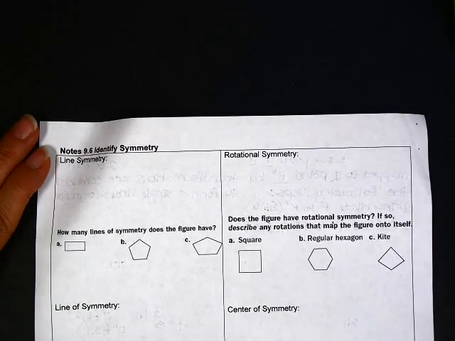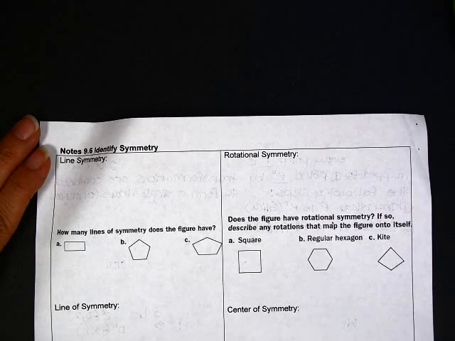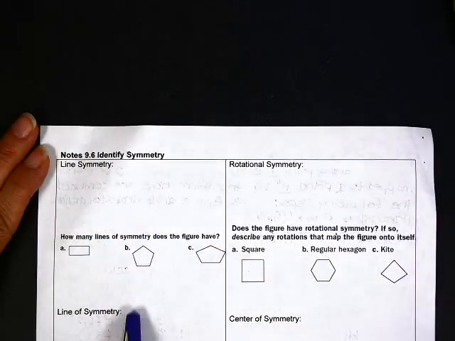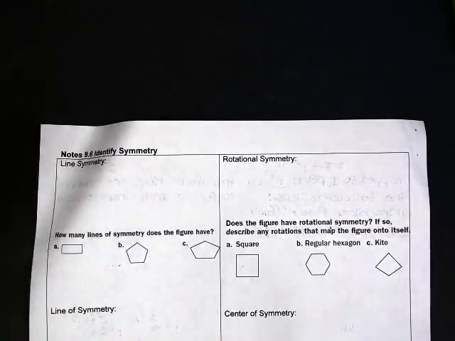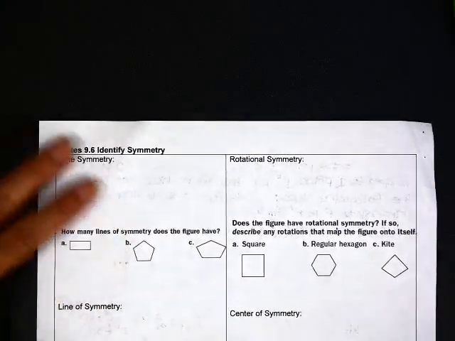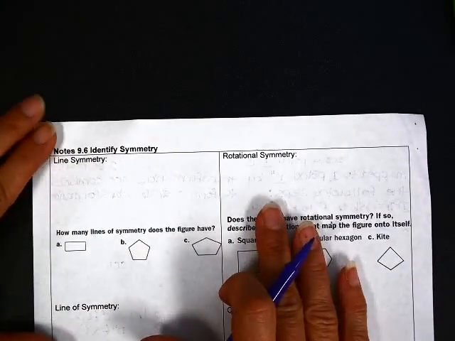Okay, lesson 9.6 is identifying symmetry. Now, you talked about symmetry in Algebra 1 when you had the axis of symmetry in a parabola. Basically, that was that line that went right through the center of the parabola, cutting it in half. Okay, well, symmetry basically means you can split something in half so that it's a reflection of itself, so that the two sides are a reflection.